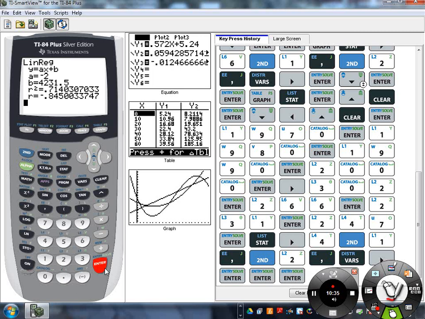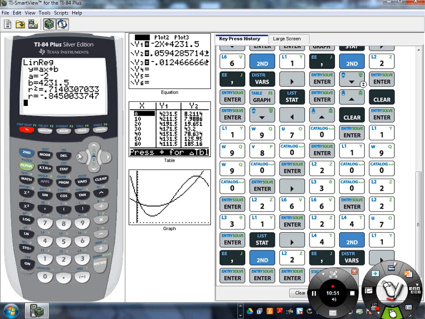Get my equation. So go ahead and mark this down. Our equation would be y equals negative 2x plus 4,231.5. And our r squared value is 0.7140. So that might be important in making your decision about what's best.